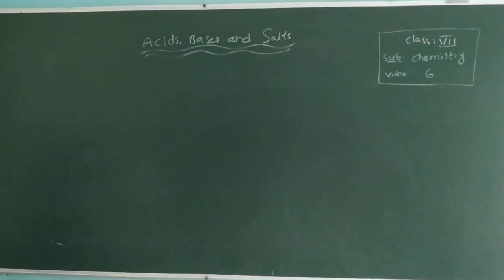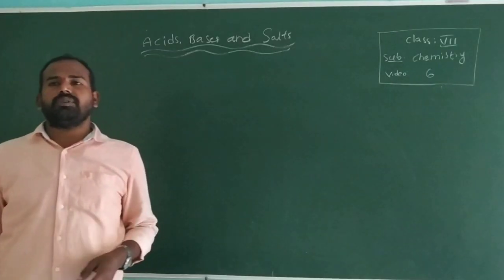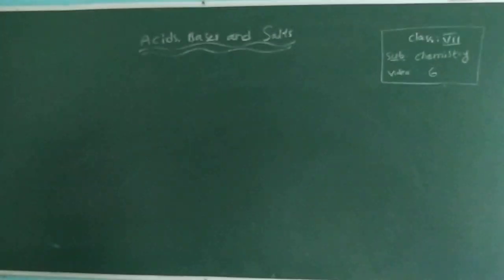Now, a small concept was given to you. Do you believe that blood comes out from a lemon? How is it possible? Is it possible? So it is possible. That is not blood. A red color liquid comes out from the lemon, but it is not blood.